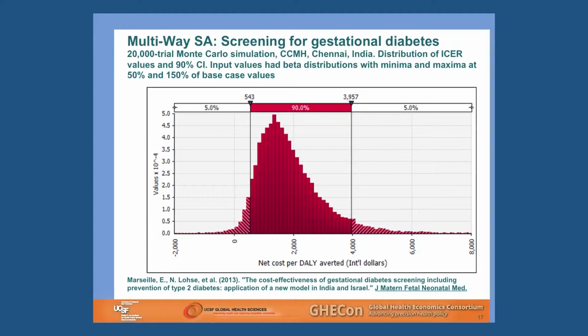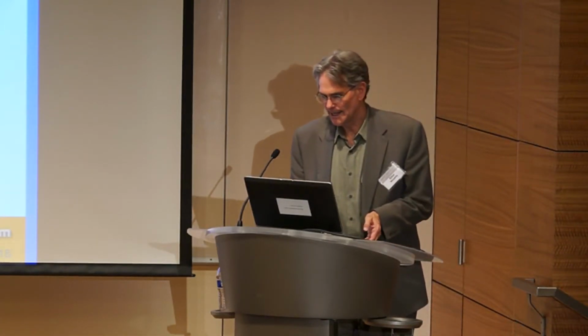They're randomly selected, an ICER is calculated, and this exercise is then repeated as many times as you need. I ran this 20,000 times, and what you end up with is a confidence interval around the ICER. So in this case, we've got a 90% probability that the ICER is between $543 and roughly $4,000 per disability adjusted life year averted. So there are standards in cost effectiveness analysis.